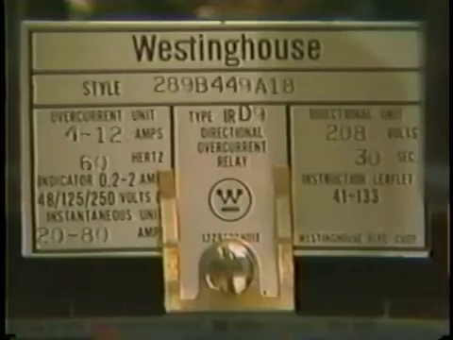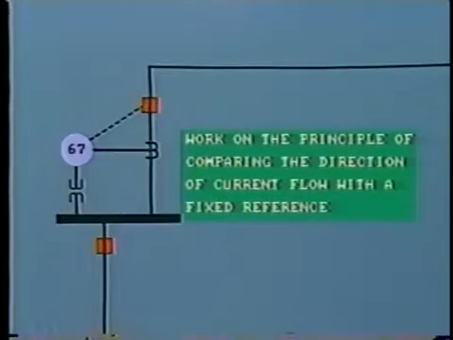There are several different types of directional relay, but they all work on the principle of comparing the direction of current flow with some fixed reference, which may be voltage or current. To be more precise, it is usual to compare the phase angle of the current in relation to that of the reference.